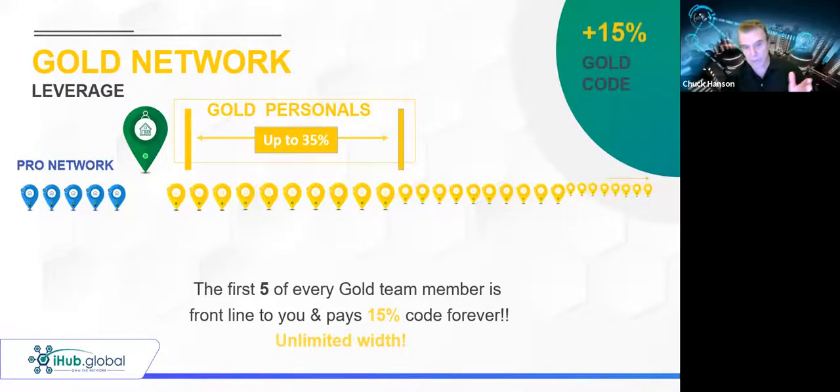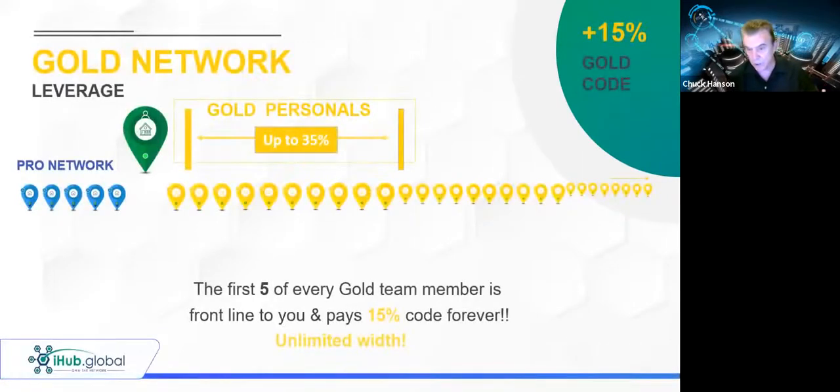So let's make sure that everybody understands this. You're getting paid, the code is the differential, right? So your frontline people, the people that you personally enrolled, you're earning 35% on: 20% plus the 15%. When they enroll somebody, they pick up the 20%, you pick up the 15%. Pretty simple. The 35% is always paid out.